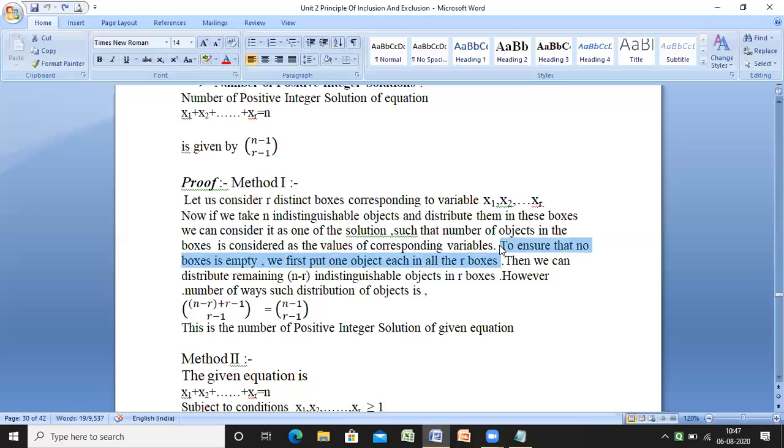To ensure that no box is empty, we first put one object in each of these r boxes, and then we distribute the remaining n minus r objects in the boxes. In this way, the number of ways of distribution is C(n minus r plus r minus 1, r minus 1), which simplifies to C(n minus 1, r minus 1). This is one method to solve it.